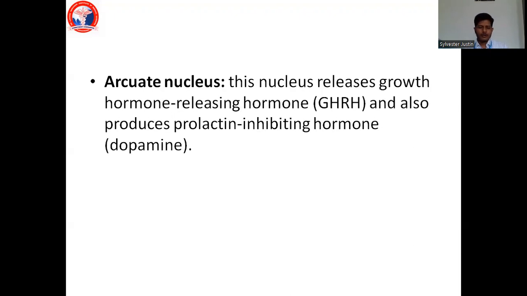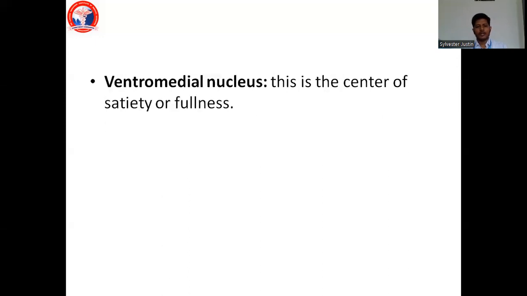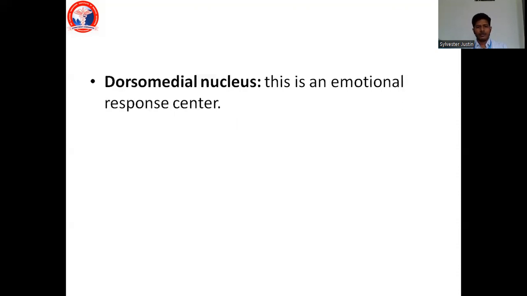Coming to the middle region, we have the arcuate nucleus secreting GHRH and prolactin inhibiting hormone, which is dopamine. And there's the ventromedial nucleus, which is the center of satiety or fullness. The dorsomedial nucleus is an emotional response center.